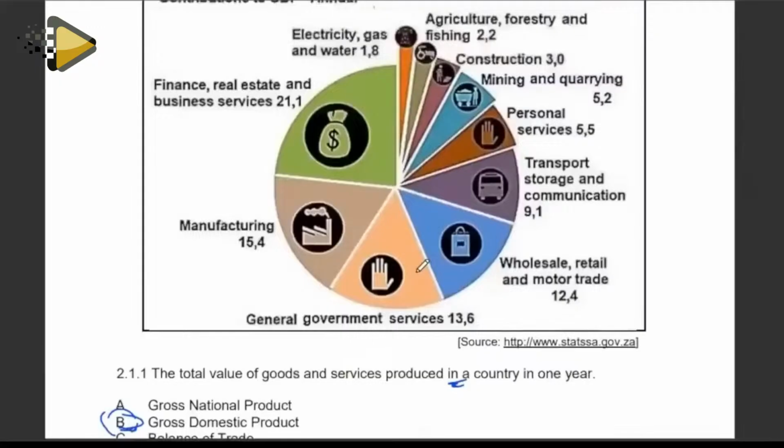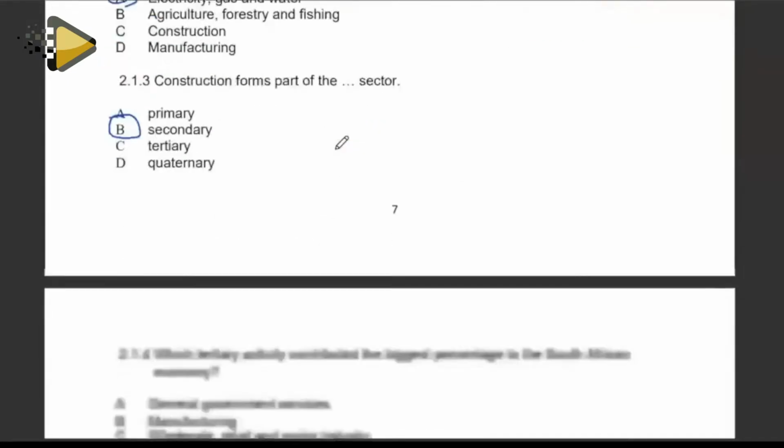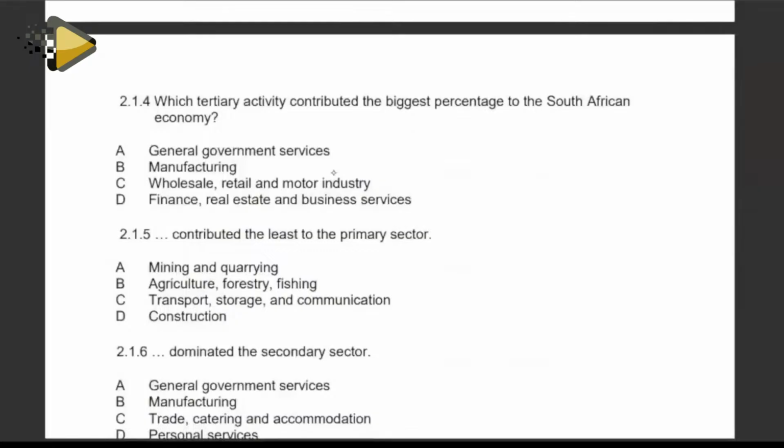So we are only comparing tertiary services, right? This is primary, agriculture and forestry. This is secondary, construction. Mining is primary. Personal services, it's tertiary, it's 5.5. Transport and storage is also tertiary, it's 9.1. Wholesale and retail is also tertiary, it's 12.4. Government services can be part of tertiary also, yes, 13.6. Manufacturing is secondary. Finance, real estate, and business services is also tertiary, 21.1. So if you compare, this one gives us the highest figure. Finance, real estate, and business services, at D. That is the correct response.